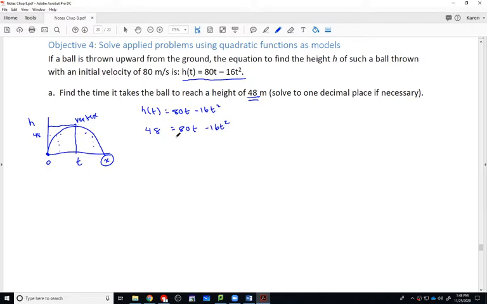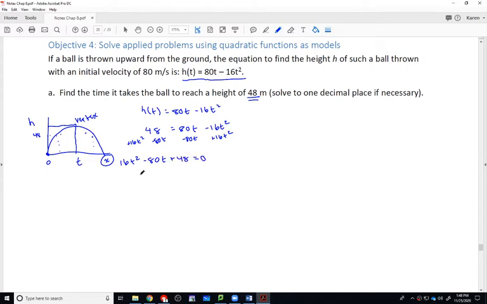So I'm going to move everything over to the right-hand side. I'm going to add 16t squared to each side, keep writing 16t squared, and subtract 80t. And I end up with this function: 16t squared minus 80t plus 48 is equal to 0.